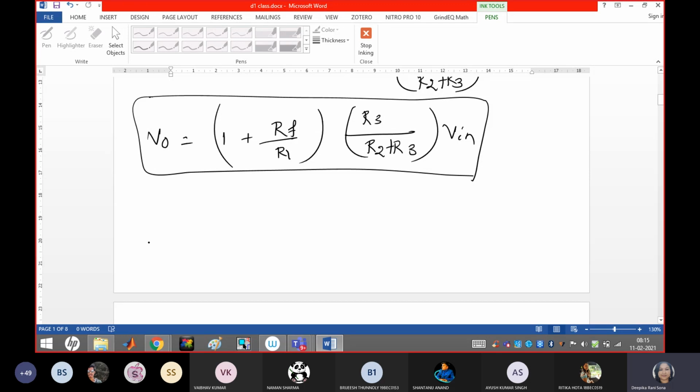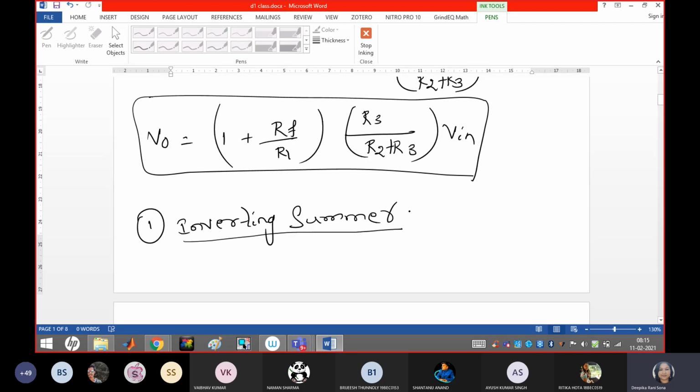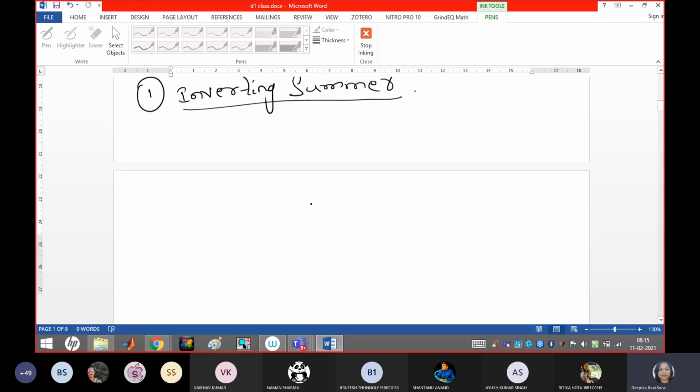So the first one is the inverting summer. First we are going to learn today the summer circuit, but this summer is also of two different types, inverting and non-inverting. So first we are going to learn the inverting summer, then we will learn the non-inverting summer, then the next topic is the subtractor. Okay, so how will the inverting summer look?